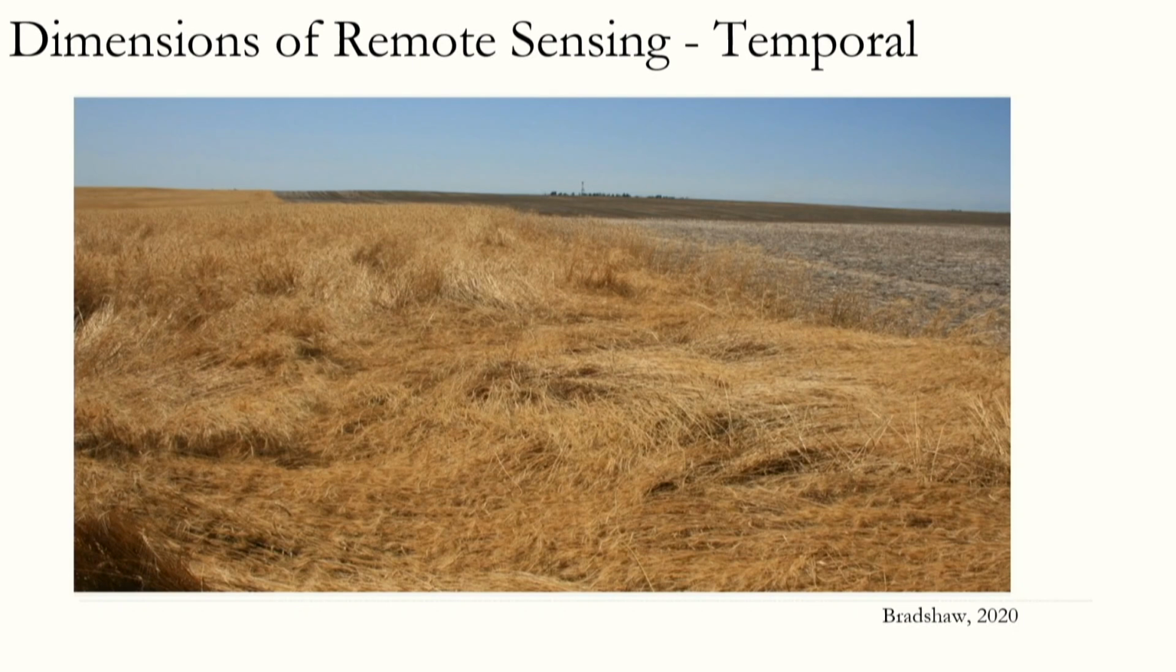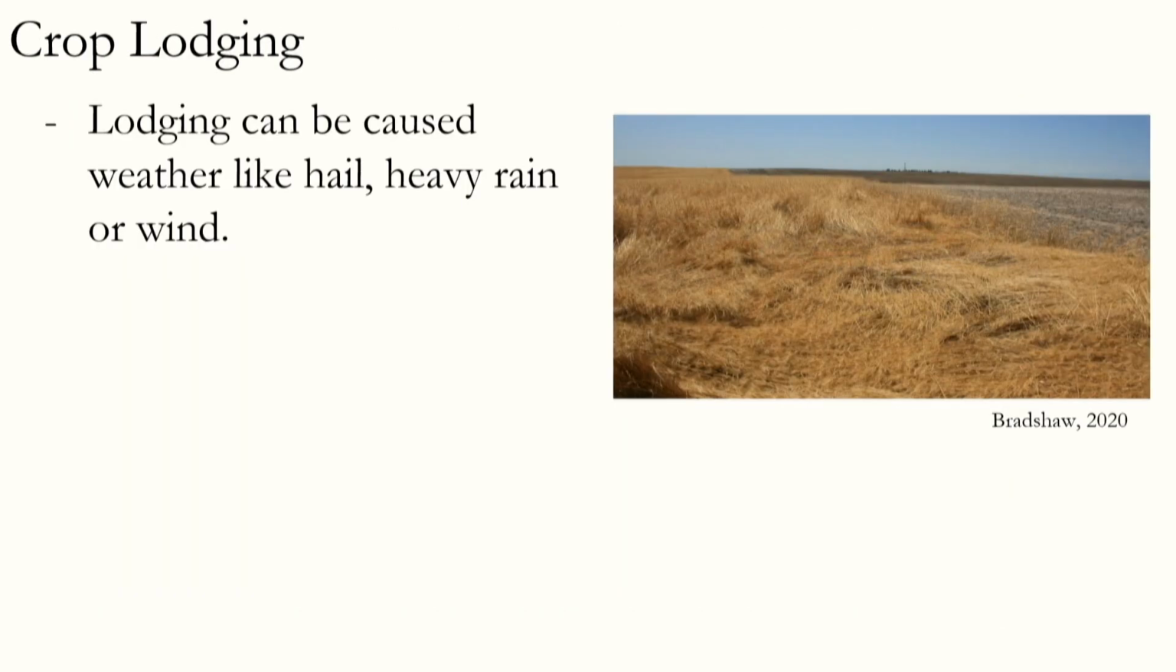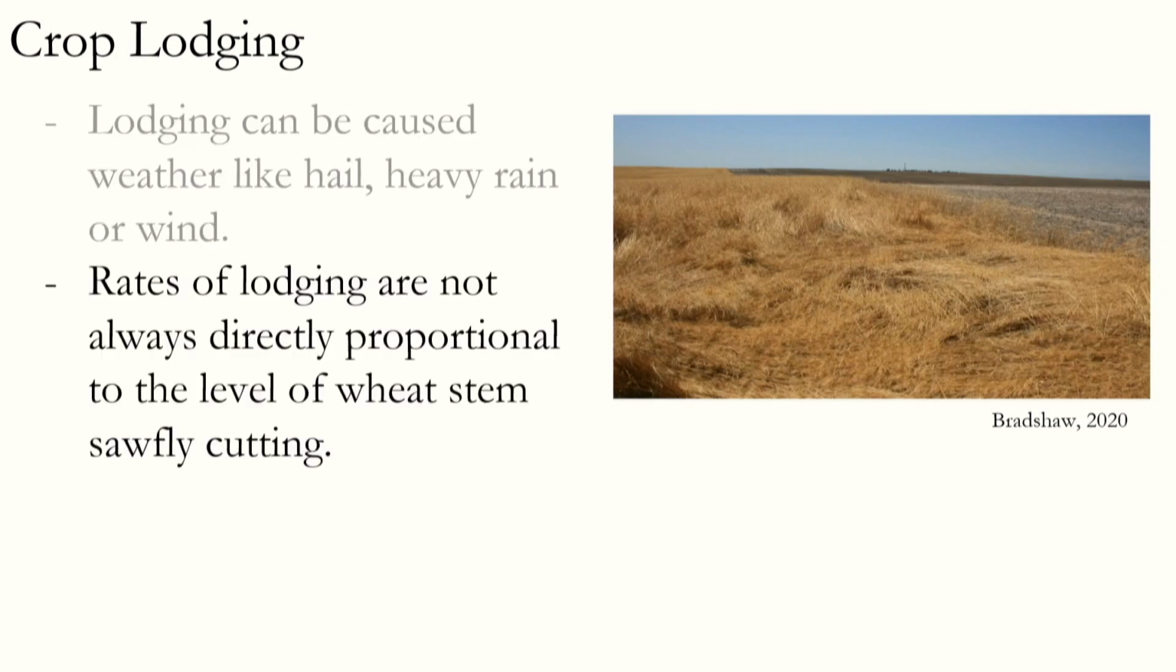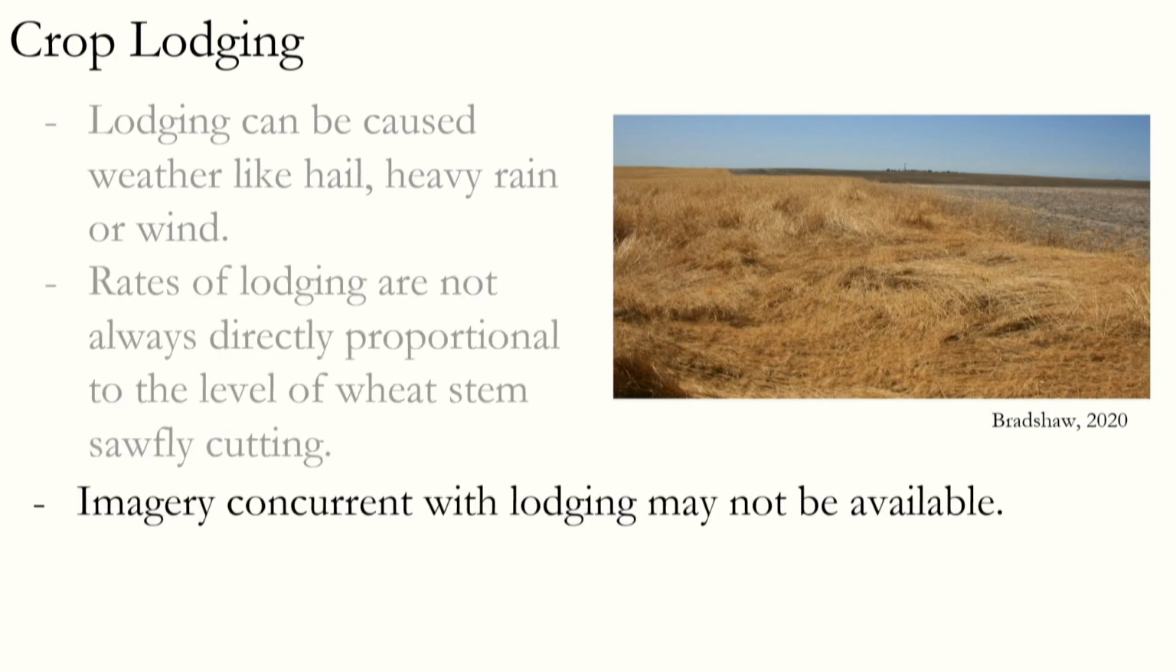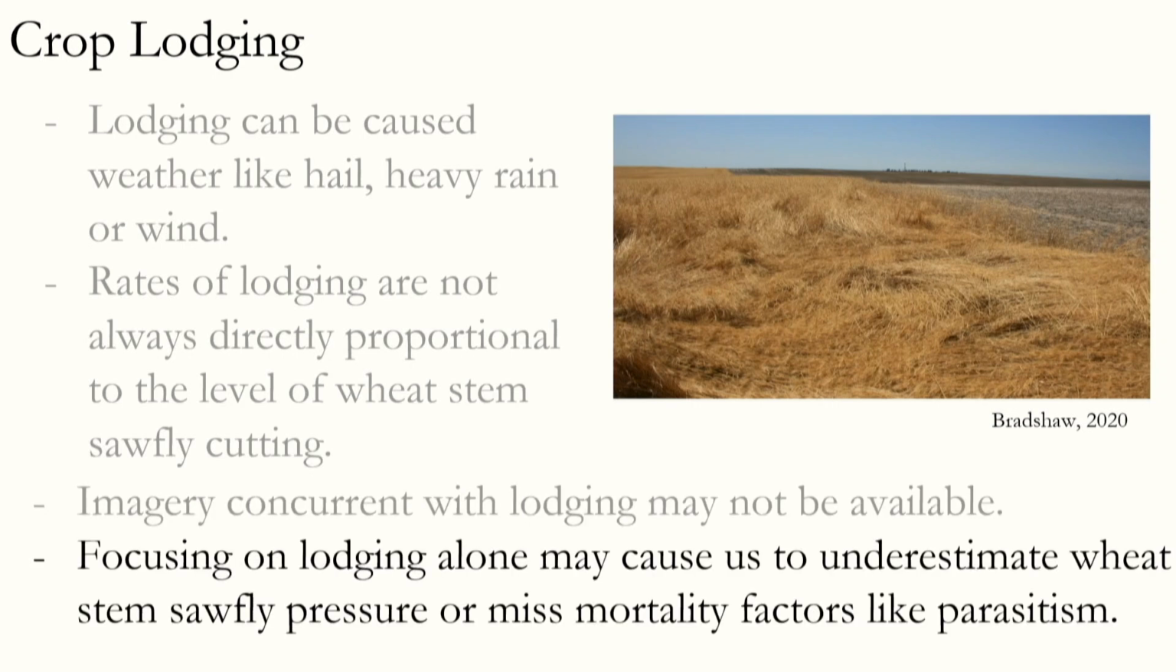And so this seems like a good starting point for remote sensing of sawfly, but I don't think we should solely rely on lodging for remote sensing of sawfly because, of course, it can be caused by things other than sawfly. And then, of course, even in fields that have heavy cutting, the rates of cutting can depend on a lot of factors. From a remote sensing standpoint, we might not want to bank on collecting images concurrent with the maximum extent of lodging. And then if we're just focusing on lodging alone, we might be underestimating the severity of sawfly infestation. And of course, as we just heard about, we could be missing important events like parasitism.